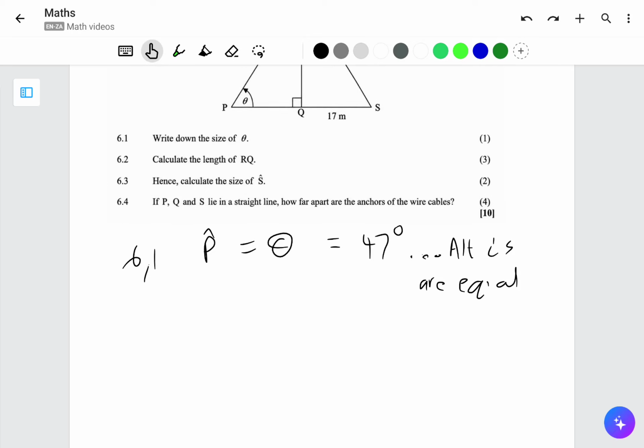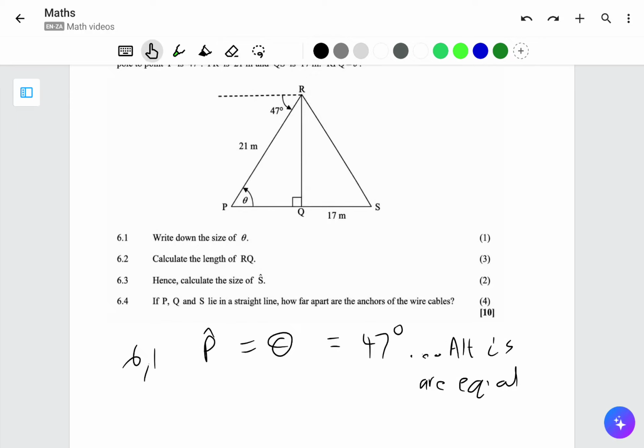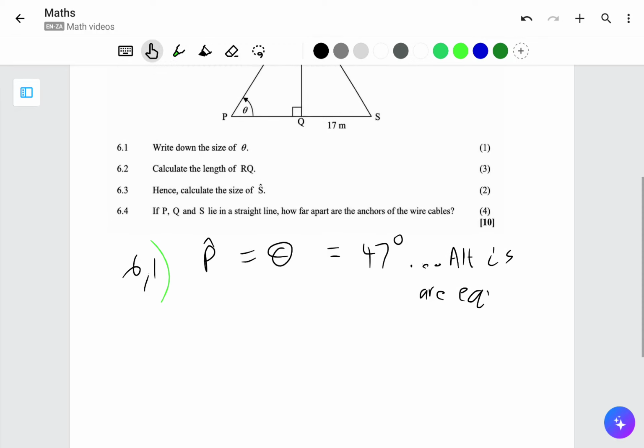Calculate the length of RQ. So this is where my mind was already. Apologies. So RQ, we know, is this vertical line over here. Let's leave it as RQ. So let's say now that 6.2, RQ equals, what is it going to equal?